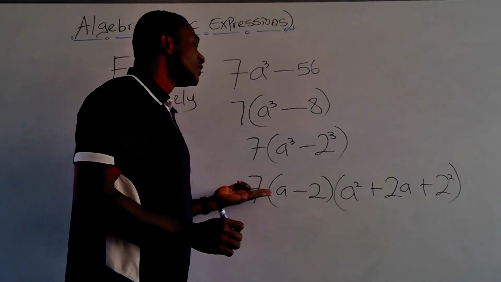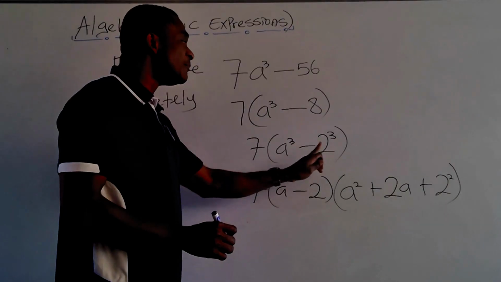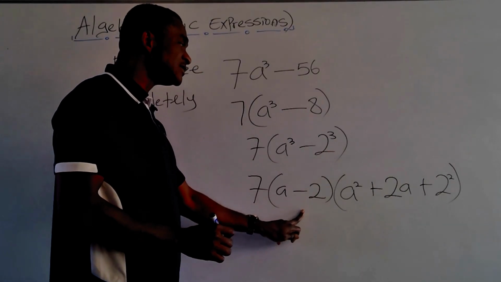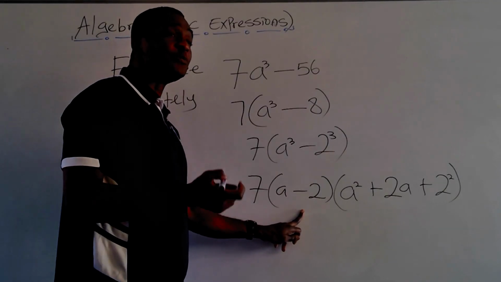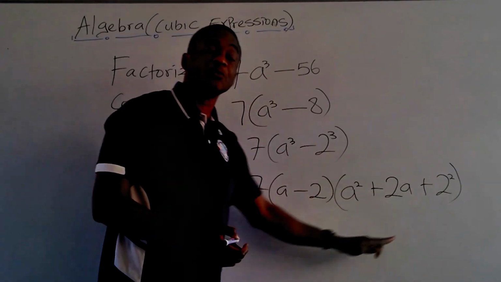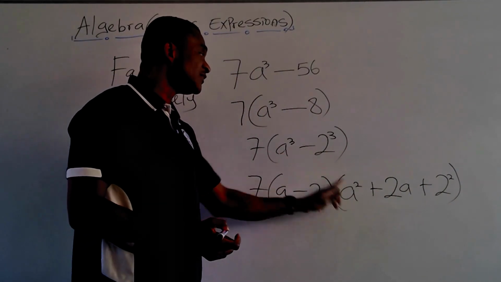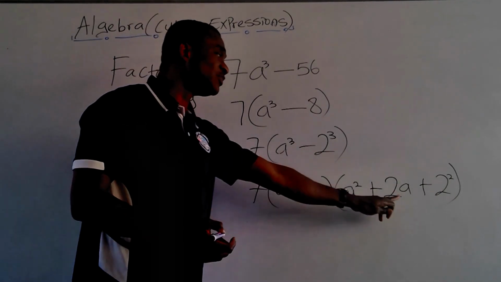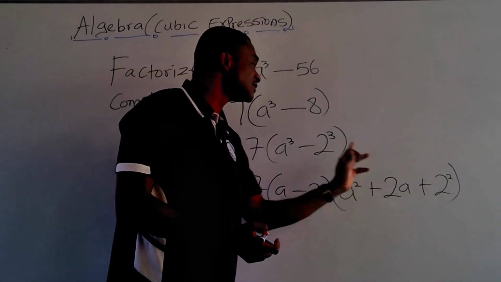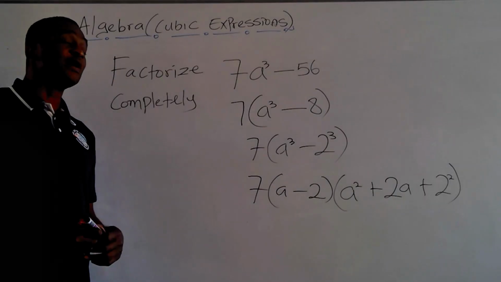So this is cubic factorization. Remember, cubic is supposed to be a product of a linear and a quadratic factor, and that is what we have here. First minus the last, then first all squared, plus first times last, plus last all squared. Because it starts with a minus, we have plus plus in the second bracket. So this is now fully factorized.